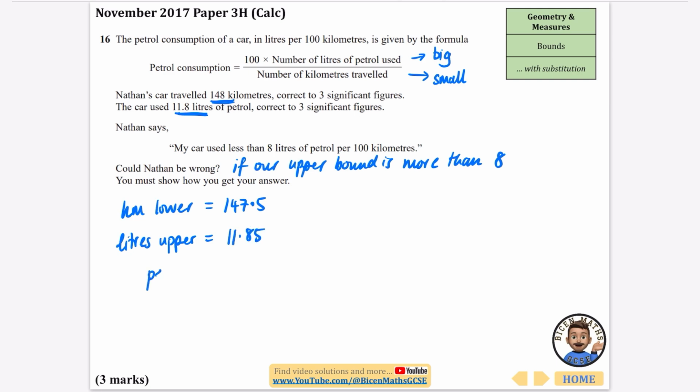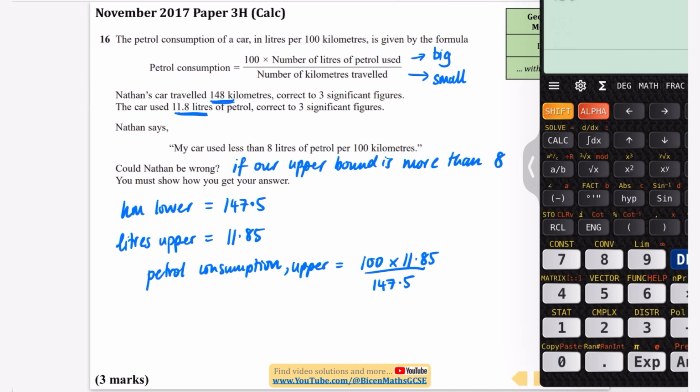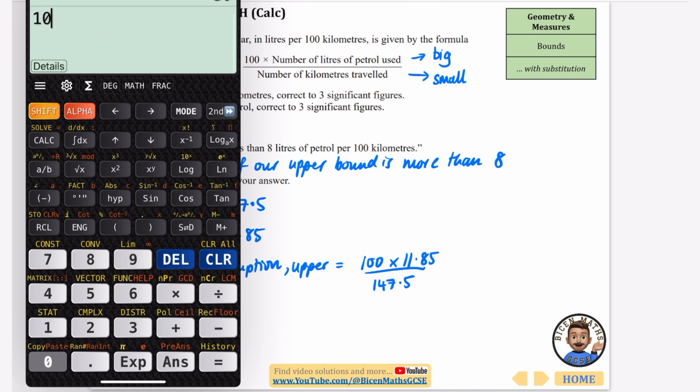Now, putting this all together into my petrol consumption formula, this is going to give me the upper value of what this could be. So that's going to be calculated by doing 100 multiplied by the number of litres of petrol used, which is 11.85, and I'm going to divide that by the number of kilometres travelled, but the lower bound of that. Just going to be a case of putting this into the calculator and seeing what we get, and we want to see if it's bigger or smaller than 8.